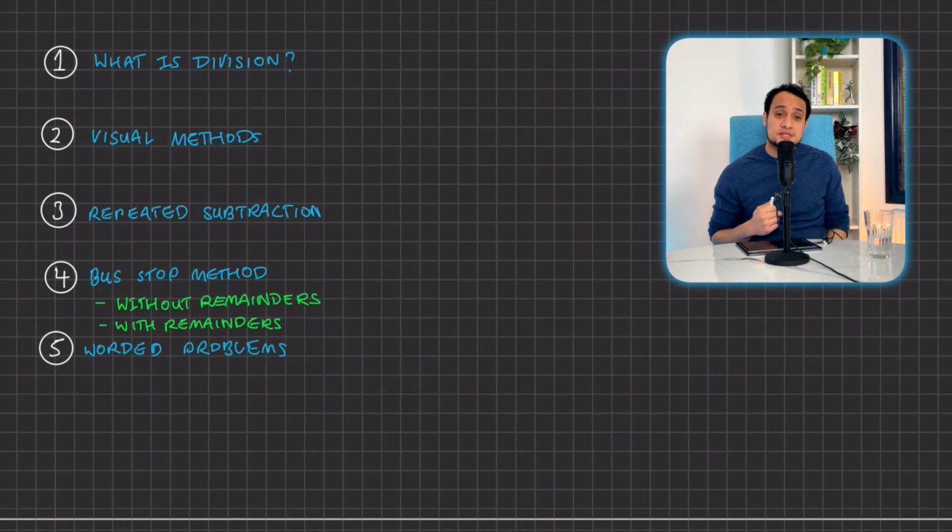So today we're going to be dealing with the concepts of division. We're going to start with what is division, then we're going to move on to visual method, then we're going to do some repeated subtraction, then we're going to go on to bus stop method. I know you're looking forward to that one. Without remainders and with remainders. And then we're going to do some word problems. So let's begin.